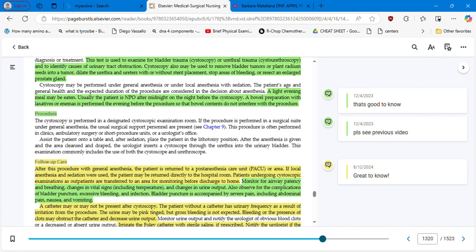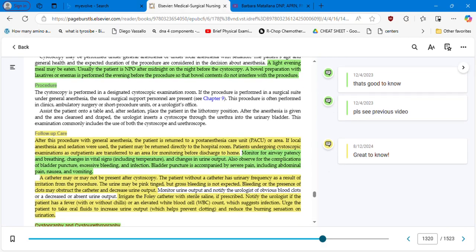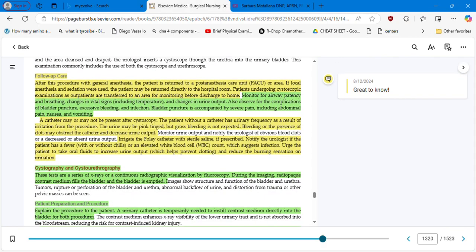So a light evening meal may be eaten. Usually the patient is NPO after midnight on the night before the cystoscopy. Bowel preparation with laxative or enemas is performed the evening before the procedure, so the bowel contents do not interfere with the procedure. So that's good to know. Pay attention to that. Follow-up care we have after the procedure with general anesthesia.